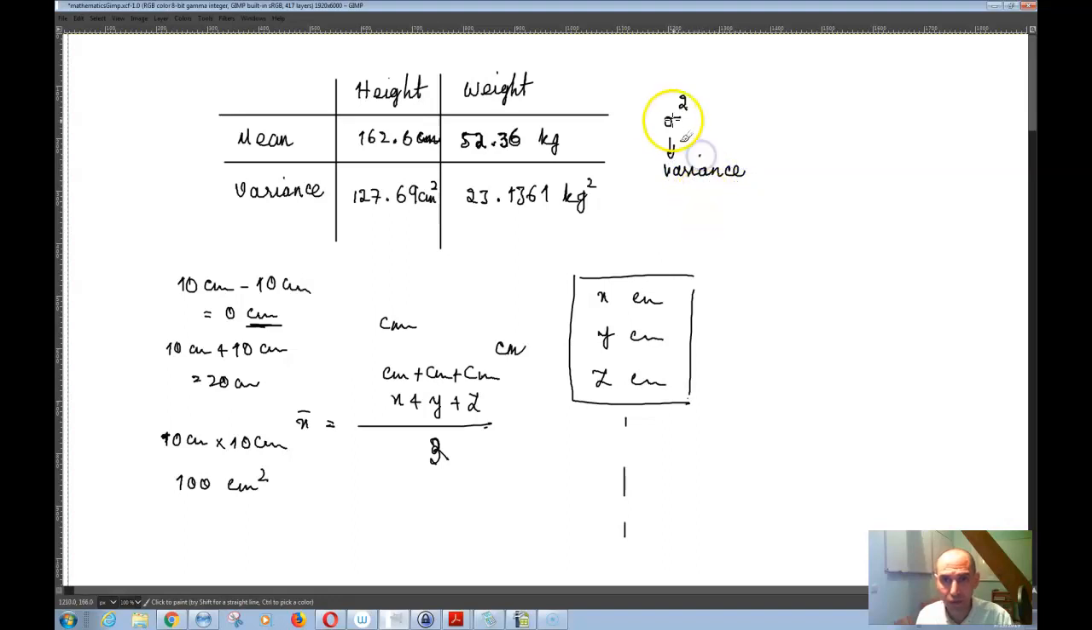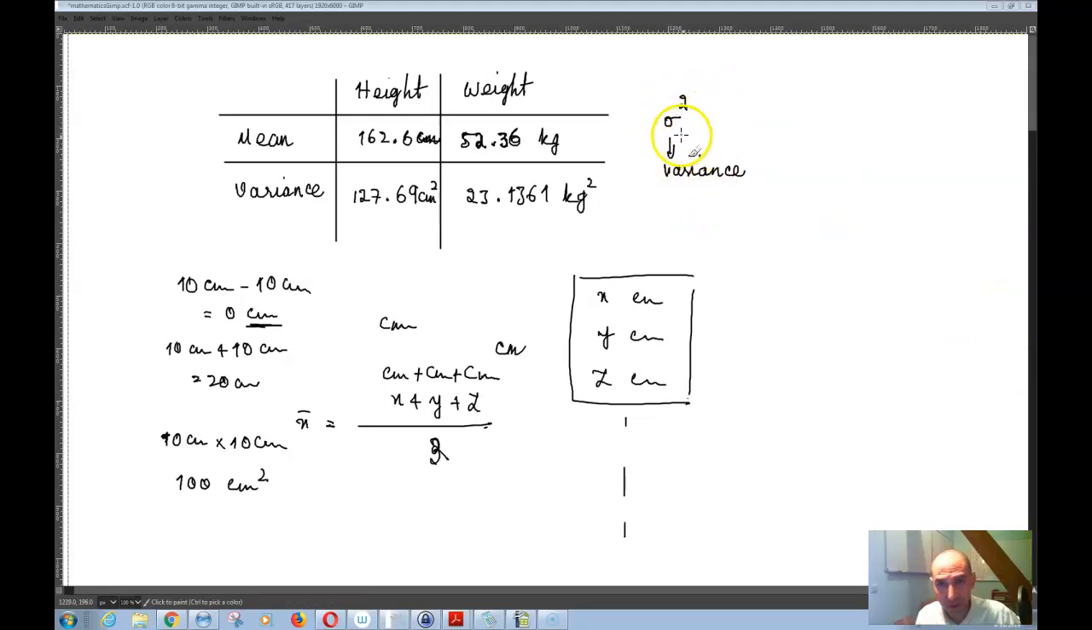Instead of this, I could have said, for example, sigma raised to the power 5, or sigma raised to the power 6, or even sigma raised to the power 1000, and called that variance. So it doesn't really matter what sort of power we have here. But we happen to have the second power of sigma, and that is called variance.